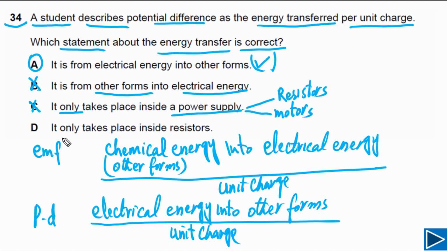But if you look at option D, it is also given to us that it only takes place inside resistors, but it can also take place inside power supplies, where due to internal resistance, electrical energy can be converted into other forms. It also can take place inside motors and other devices as well. So this is also not right. It is saying only. So option D is also incorrect. So our answer for this question is A.